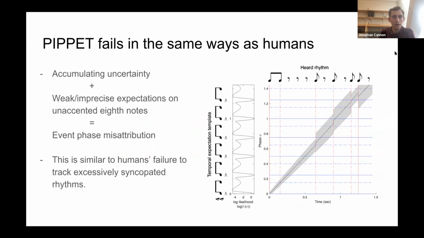So moving on from there, one fun effect of PIPET is that it fails in a similar way to the way that humans fail. So in this case, I'm giving it a very difficult rhythm. And when I do that, a lot of these events coincide with weak expectations. And during that long silence, uncertainty increases and events get misattributed to strong expectation points until at the end, it's just completely bollocksed up. This is very similar to the way that humans fail to track excessively syncopated rhythms.